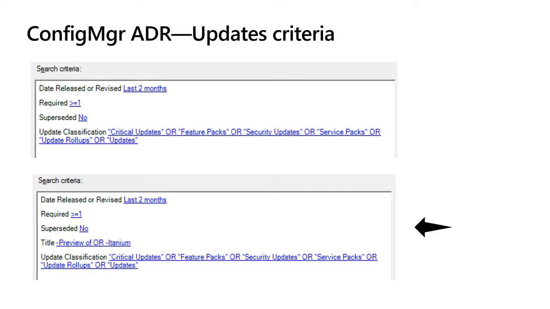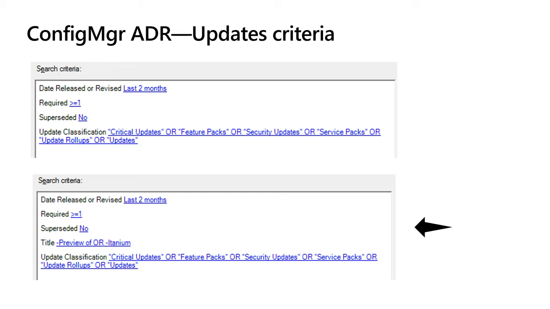Date released or revised, the last 2 months. Required, I choose the required filter, because I only want what my systems want. Yeah, I'm going to miss out a few, but I do a manual approach after that. I just do a search. Oh, I'm missing these 5 because some new laptops or something came online, and they didn't capture it before my ADR ran, right? So I do that. Give me all those patches that are not superseded. I don't want anything with the preview or Itanium.